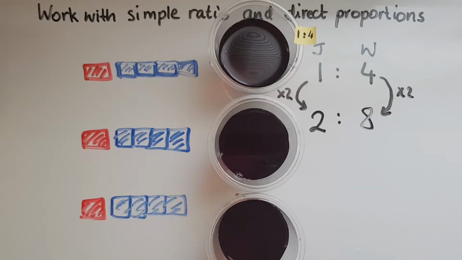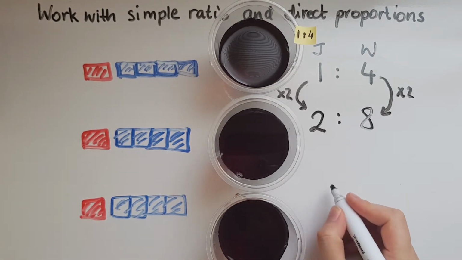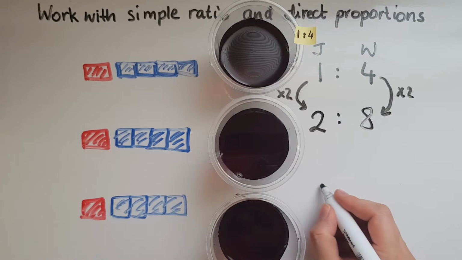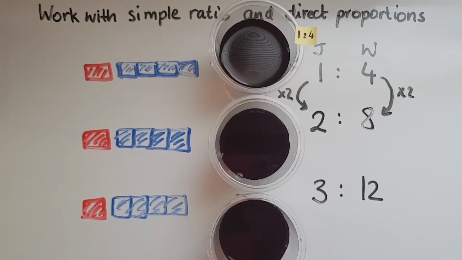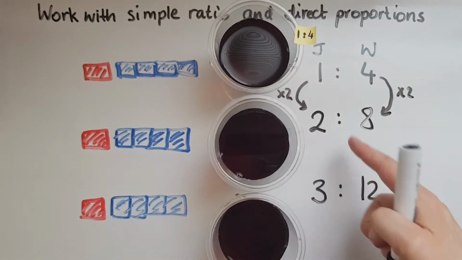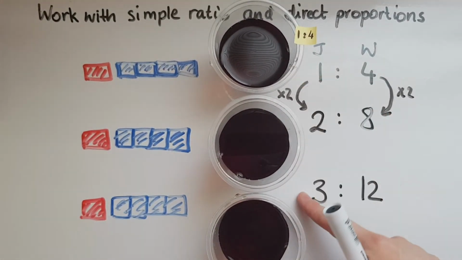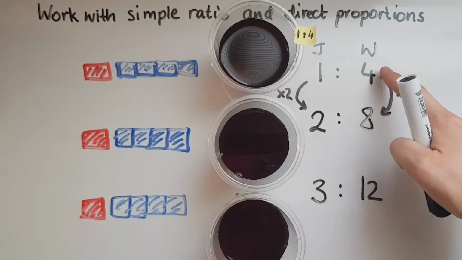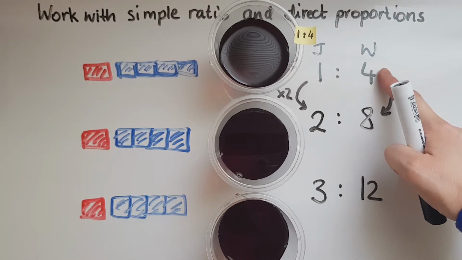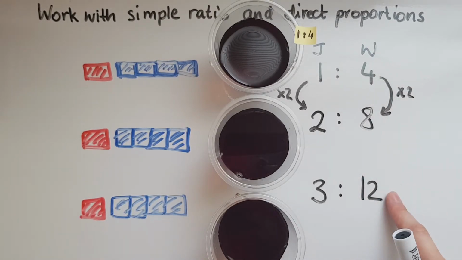So for the 3 drinks, what do I have? I have now in total 1, 2, 3 parts juice, and I have 4, 8, 12 parts water. So what happened? I made 3 cups, so the amount of juice was multiplied by 3, so 1 times 3 gives me 3, and the amount of water was multiplied by 3 as well, so 4 times 3 gives me 12.